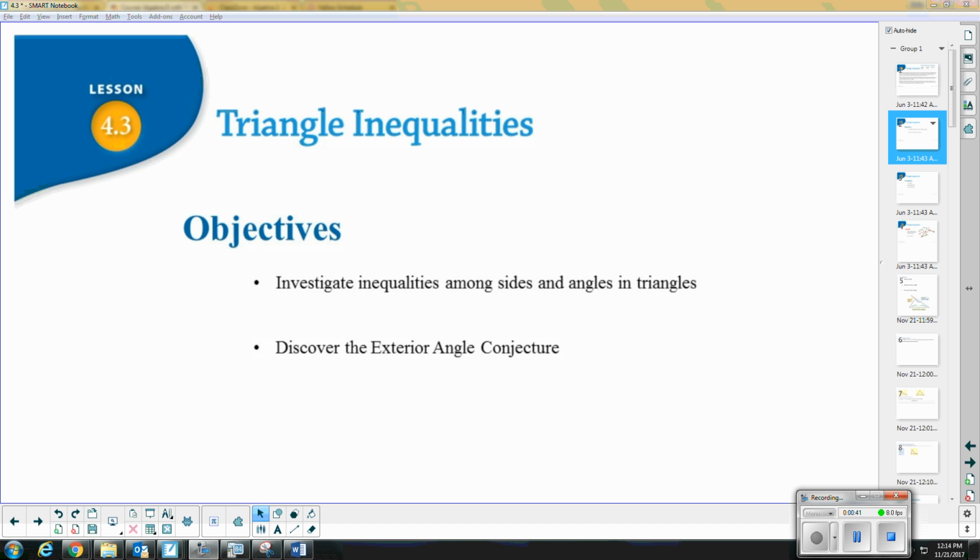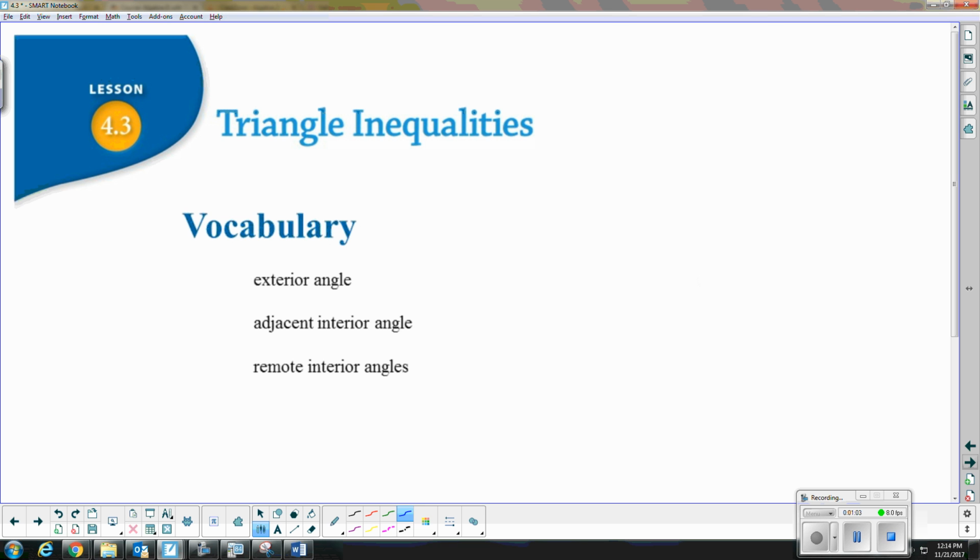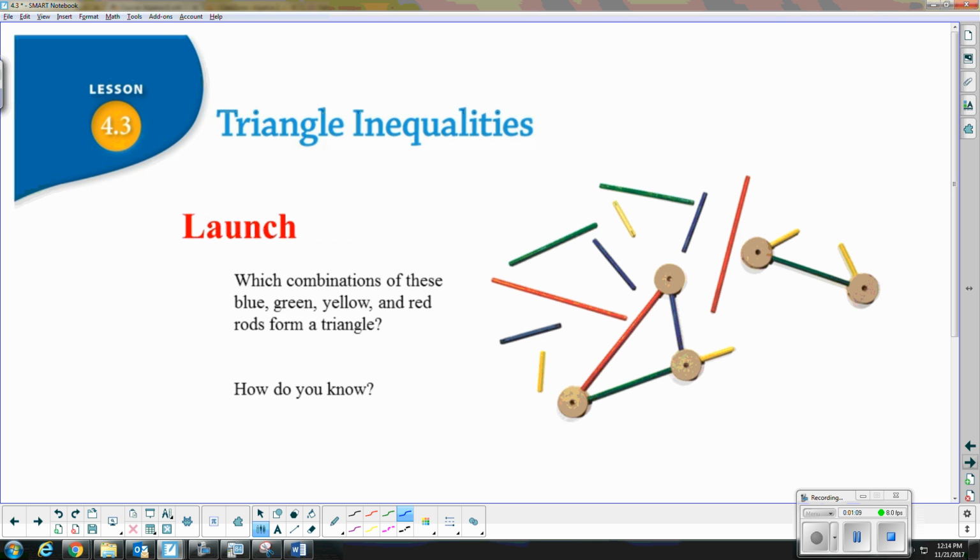But in this next lesson, we're talking about inequalities. So if you remember from 4.1, we had that auxiliary line. So we're going to use something similar to that in order to form what we call an exterior angle. Okay, so first we've got a few definitions: exterior angle, adjacent interior angle, and remote interior angle.